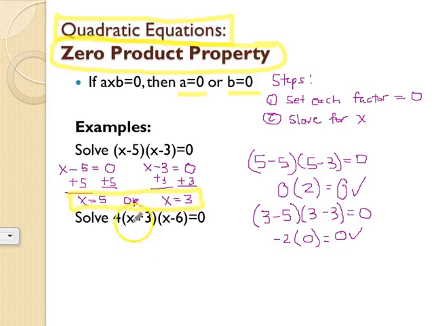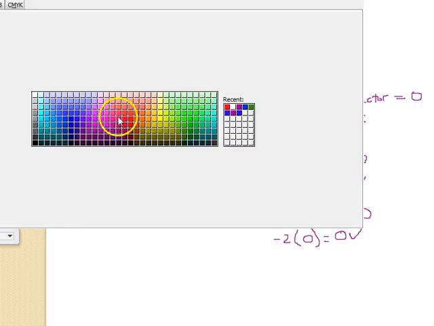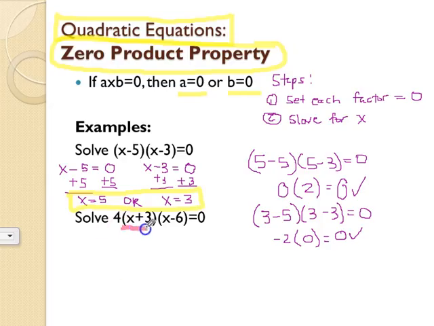Let's try this second problem. We've got 4 times x plus 3 times x minus 6 has to be equal to 0. So what are our two factors? We just want to focus on those two factors. That's our first step. Our two factors are x plus 3 and the other one is x minus 6. We can ignore that 4 out front. Just ignore it. For now, focus on our factors.